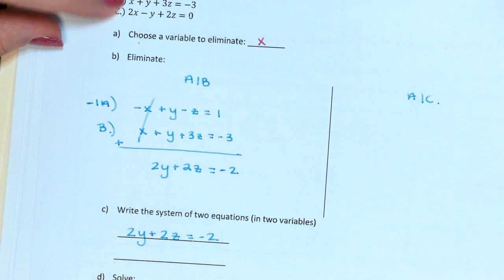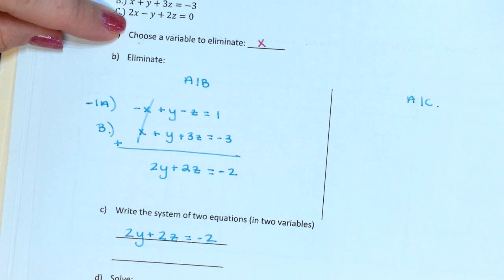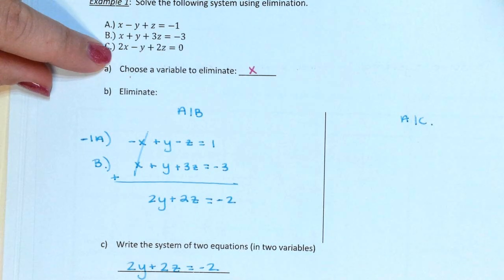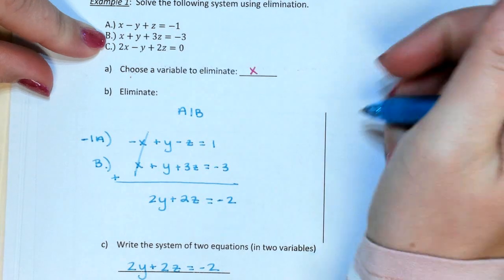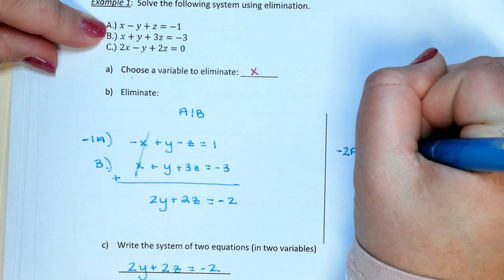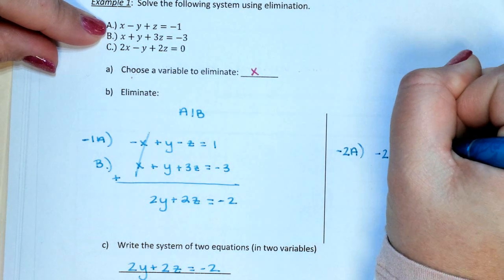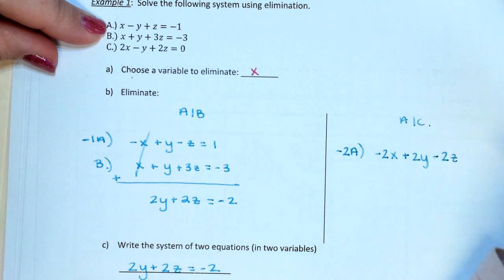Okay, so if I'm looking at A and C, are my x's going to eliminate? Because remember, that's the variable I chose that has to eliminate. Does x and 2x cancel? No. So which one are you going to have to multiply? A or C? Which one do you want to multiply? A by what? Negative 2. So what I'm going to have here is negative 2a, and I get negative 2x plus 2y minus 2z equals 2.